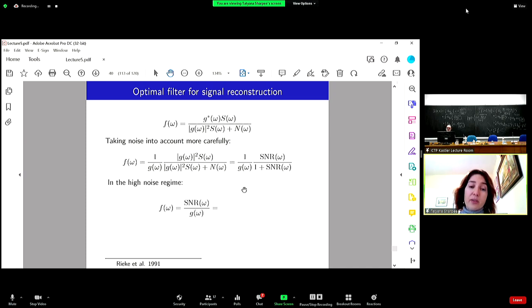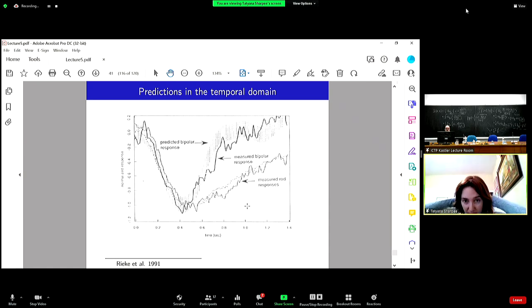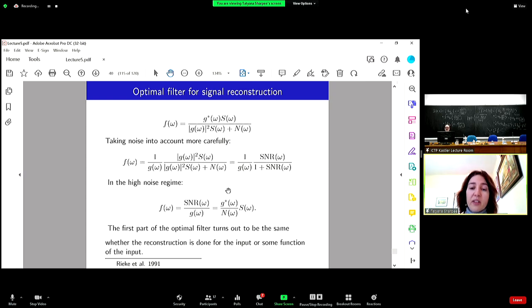So in the high noise regime, this is the optimal filter piece, and it has some component that depends on the signal and some component that is the only property of the filter in the retina and the noise. So this is stimulus specific, and this is the neural part: how the gain was applied and its noise level. And this part is stimulus independent. And now here is another comparison from Bill Bialek's paper. So we can compare this part of the filter.